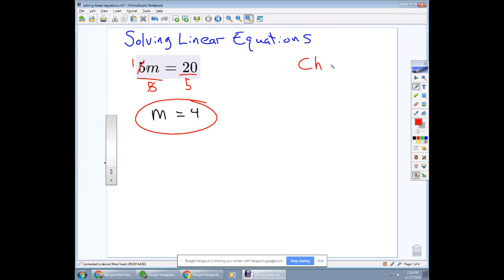To check that, I should plug it back in just to make sure. Is 5 times 4 20? Well, to the best of my knowledge, it is. Check. Let's try another.